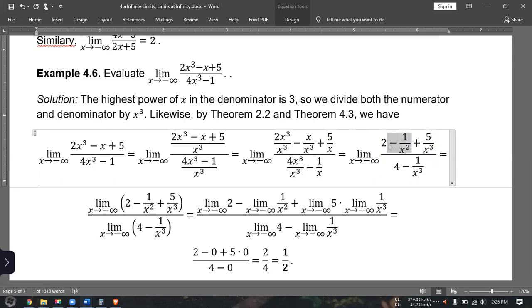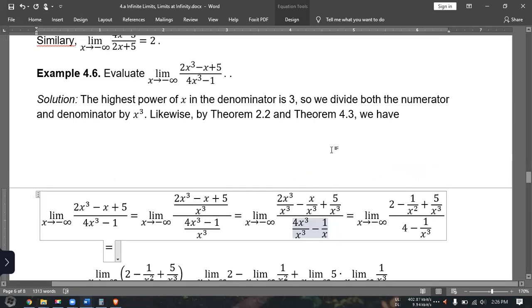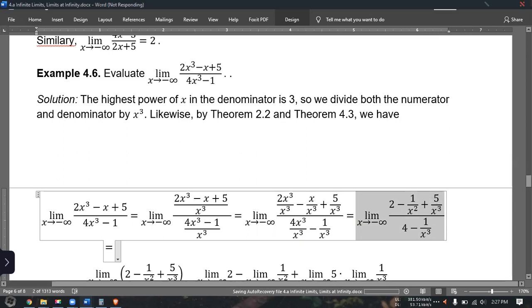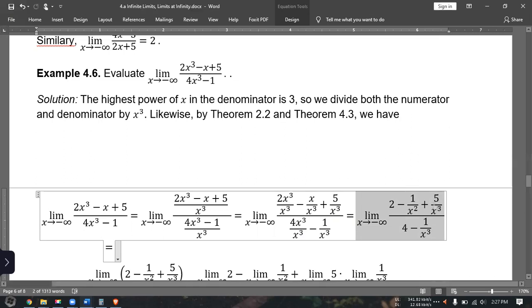Sorry, there should be a cube here. Clear tayo dito, no? And then later on, we can separate 5 from here. So this 5 over x cubed can also be written as 5 times 1 over x cubed.